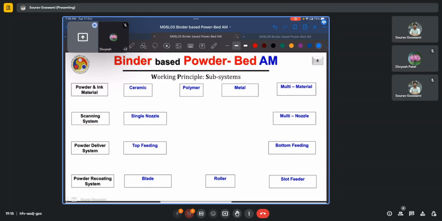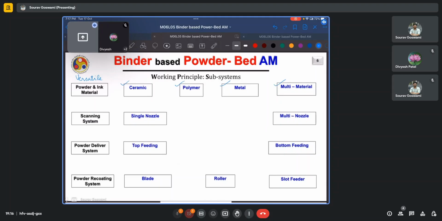So here are the various categories of each subsystem. In terms of the powder and ink material, we can process ceramics, polymers, metals, and also a combination of these into a multi-material. So right at the outset, we can see that in terms of the processing capability, the binder-based powder bed AM techniques are simply unmatched because there is no single process which is so versatile in terms of the powder materials or the feedstock materials which it can process.